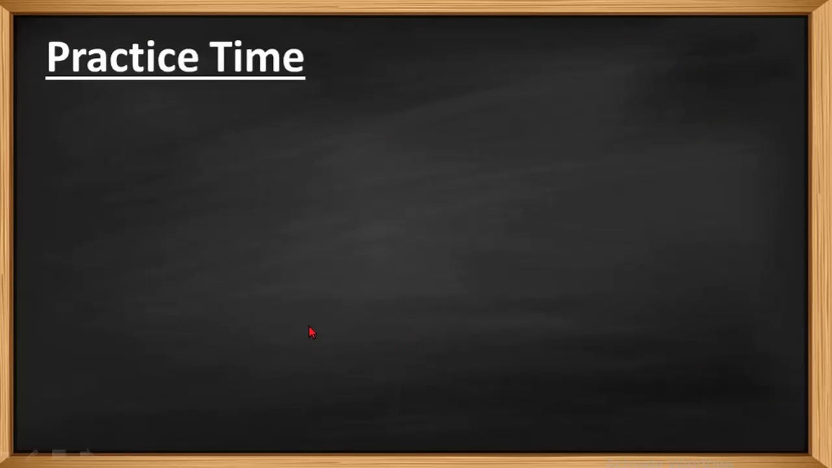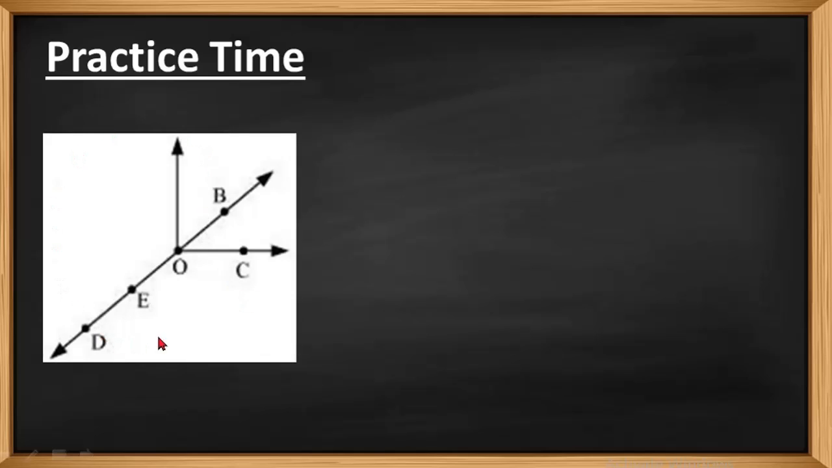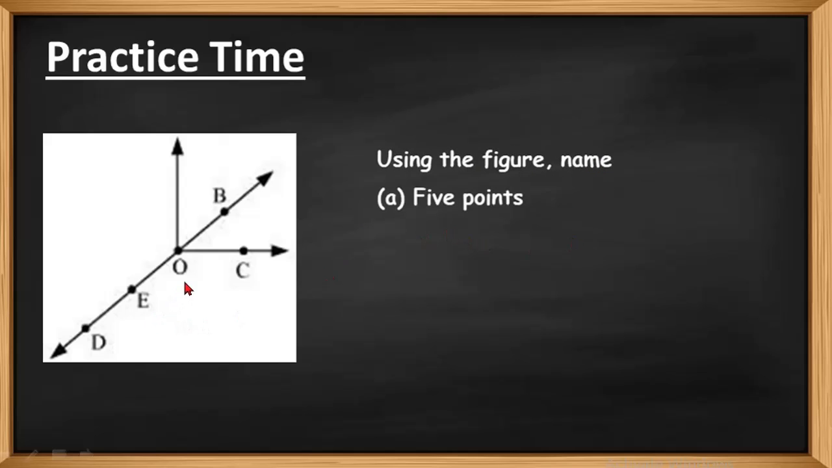So now we'll see some practice time. This is a figure; you can see a number of lines and a number of points. Let's see, using the figure, name 5 points. Can we find out the points? I hope you can. Okay, let me solve it for you so that you can do the other exercises in a better way. So here are 5 points: B, O, C, E, and D. These are the 5 points.